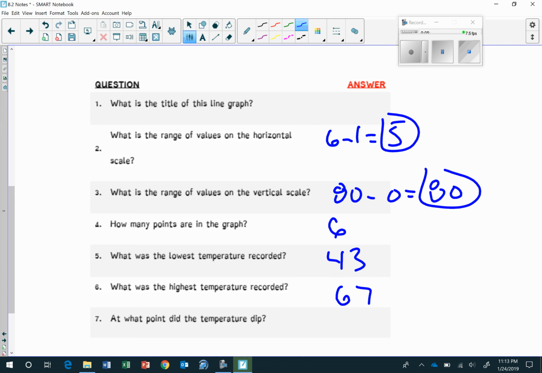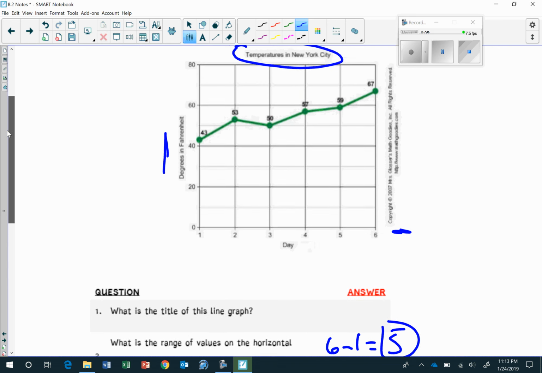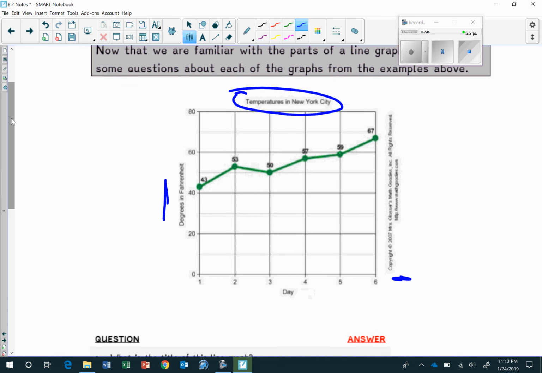And then it says at what point did the temperature dip? So if you look at our graph, a dip in temperature is going to be a decrease. So if you look, the only decrease is right here. It dropped from 53 to 50. So that was from day 2 to 3. So that was the only time we saw a dip in the temperature.